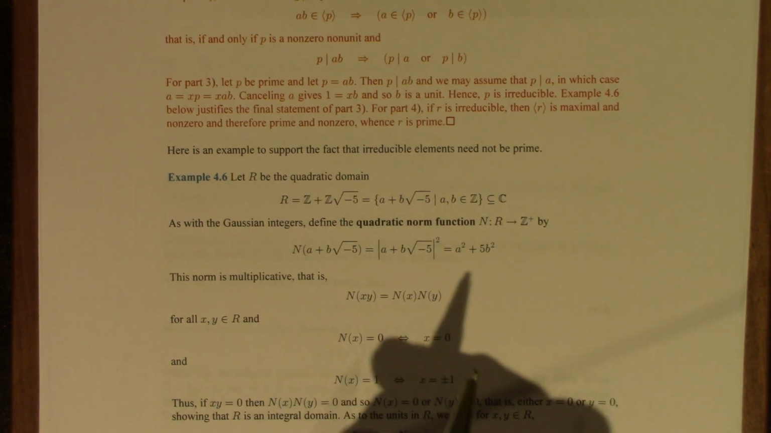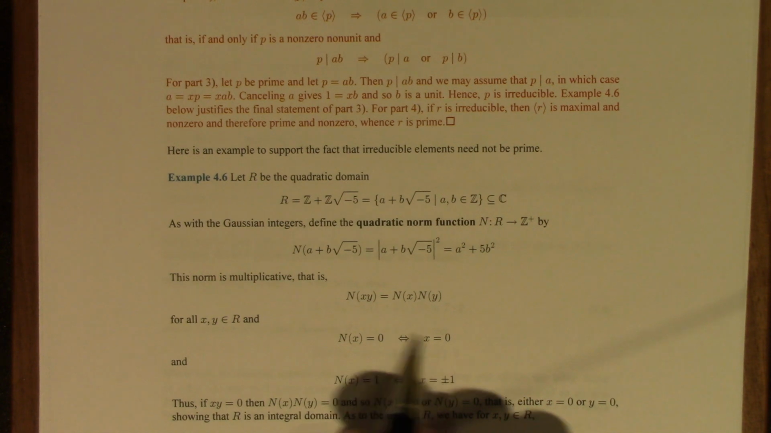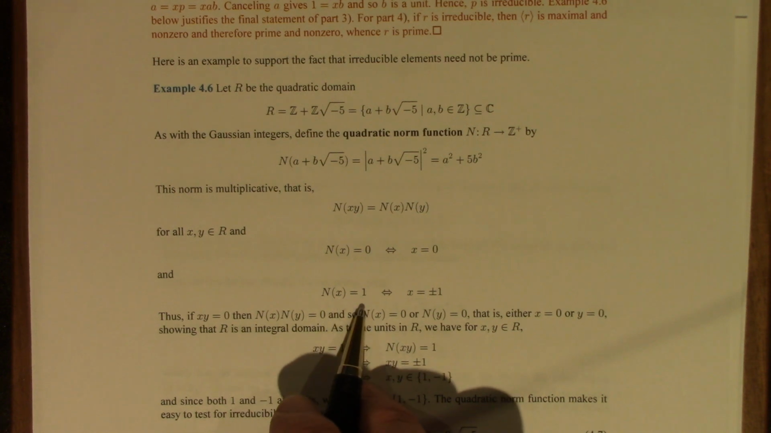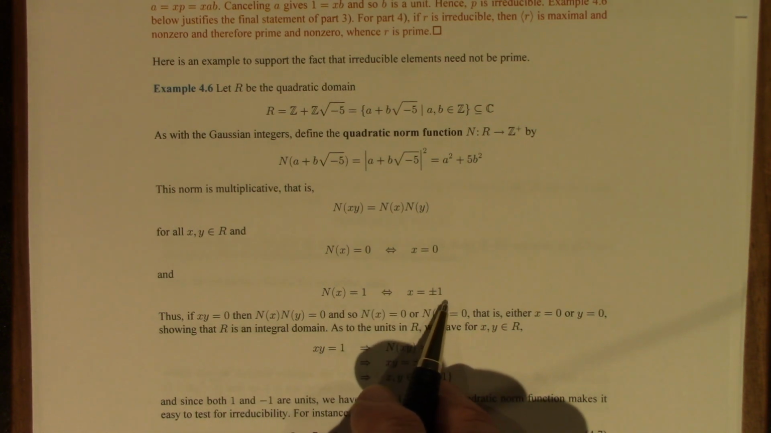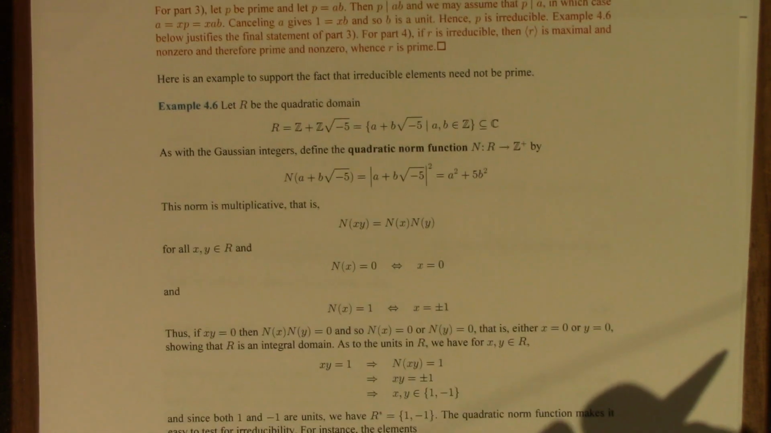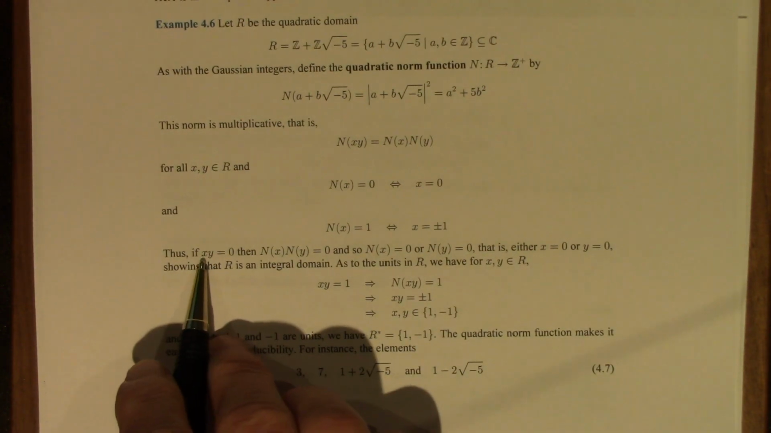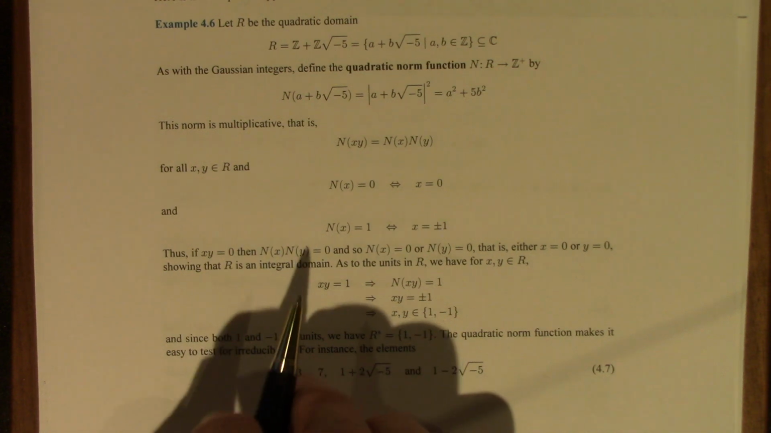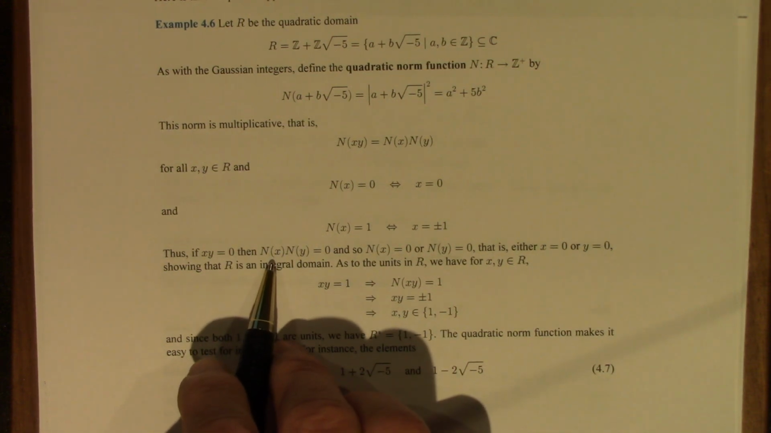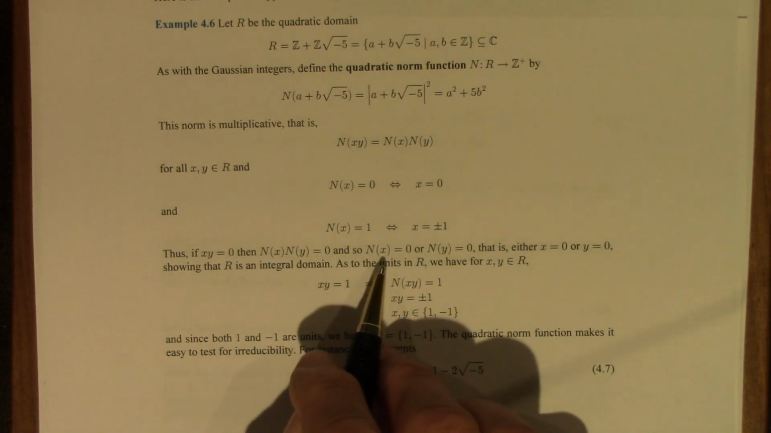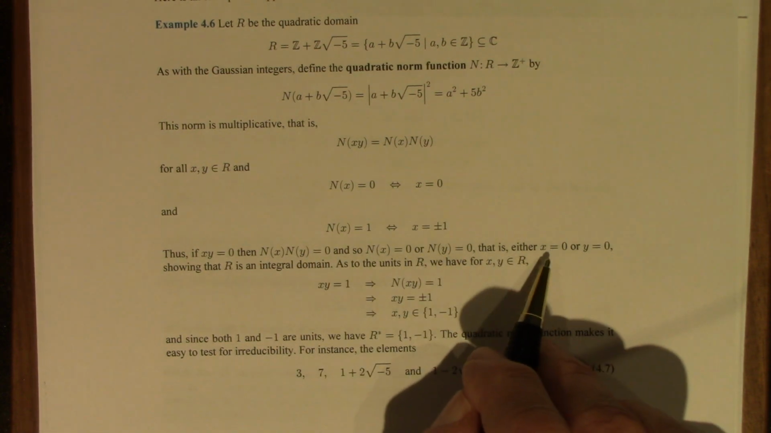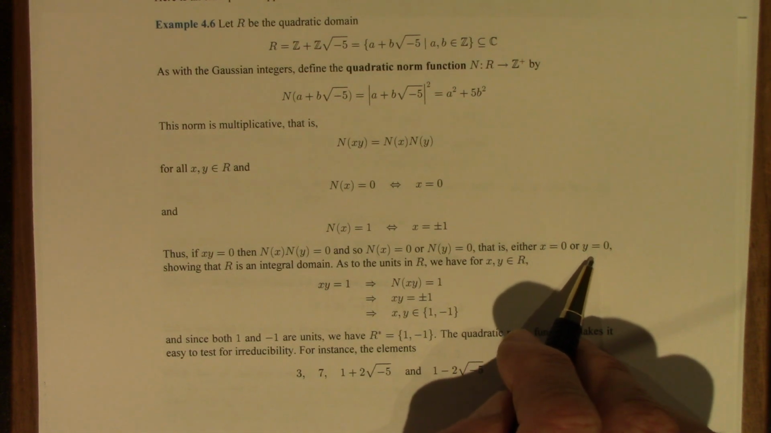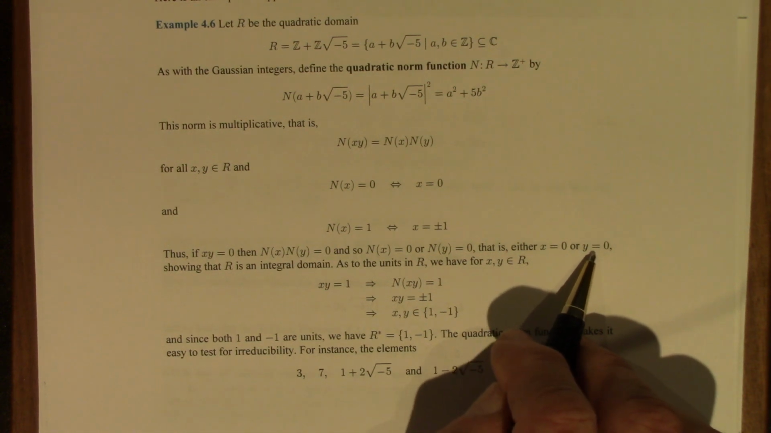The norm is multiplicative. An element is 0 if and only if its norm is 0. And the norm of an element x is 1 if and only if x is positive or negative 1, and you can check that. So if a product xy equals 0, then taking norms gives norm of x times norm of y is 0. And so one of these norms has to be 0, which means one of the elements has to be 0. And there are no 0 divisors. So this is, in fact, an integral domain.